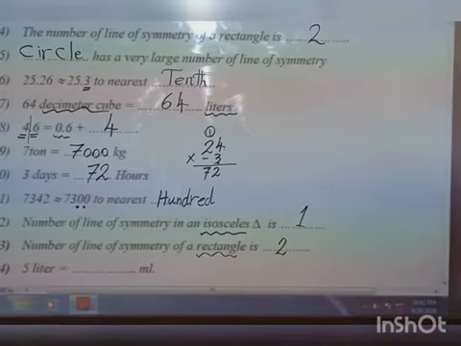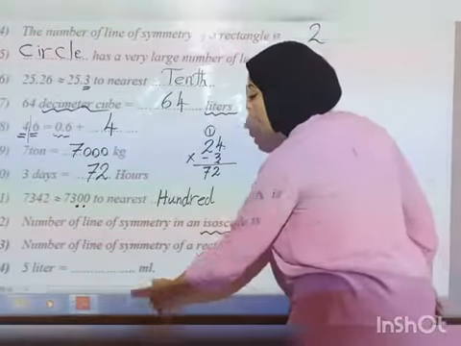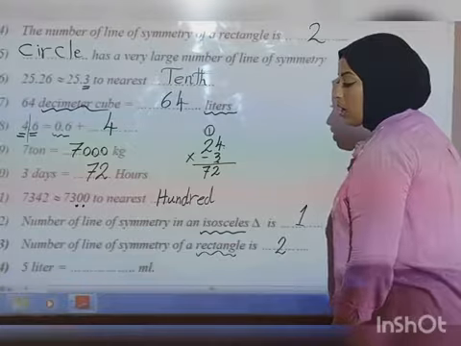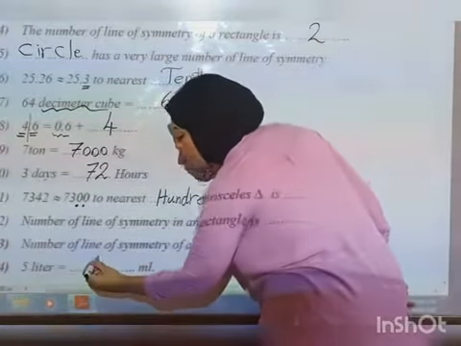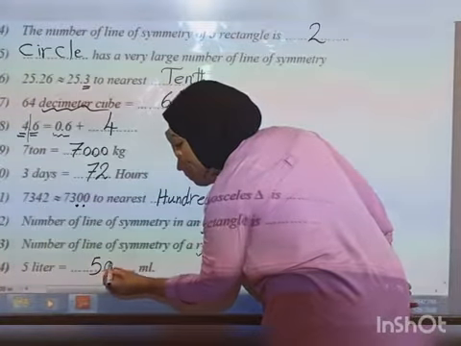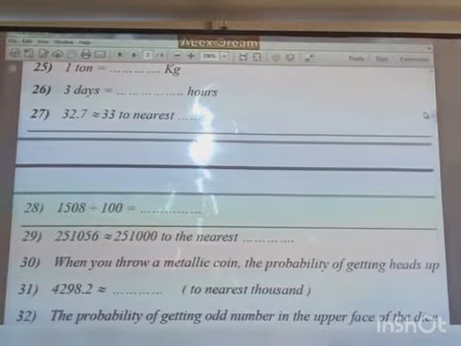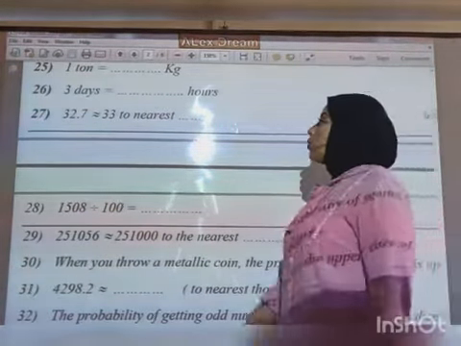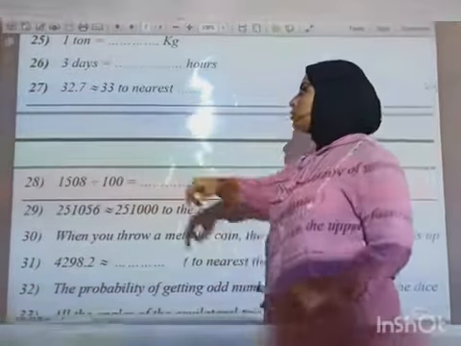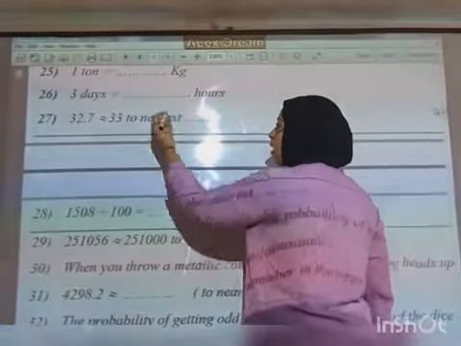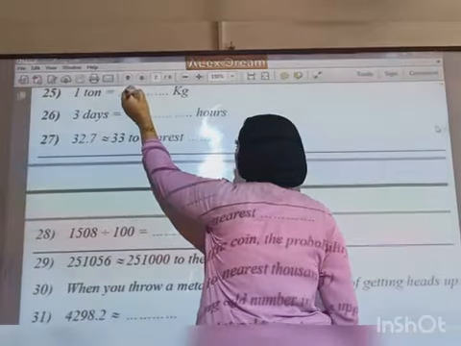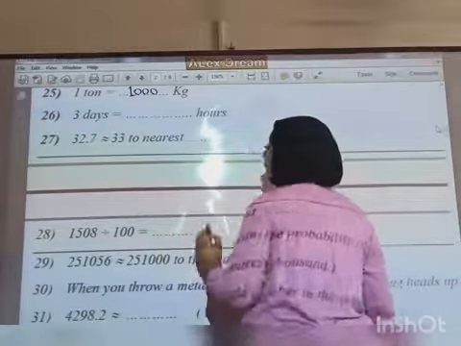Number 24, 5 liters equal how many milliliters? 5 liters equal 5,000 milliliters. Number 25, 1 ton equal how many kilograms? We know that 1 ton equal 1,000 kilograms.